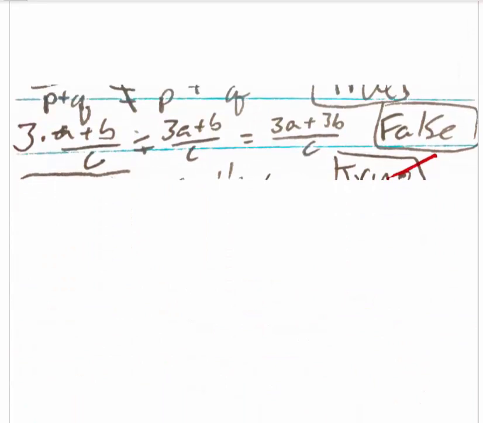Now, this problem right here, this is a classic one. So you have an equal sign right there and an equal sign right there. And because all three of these statements are not equal, that's what's called a linkage error.